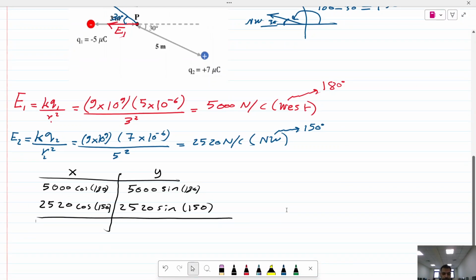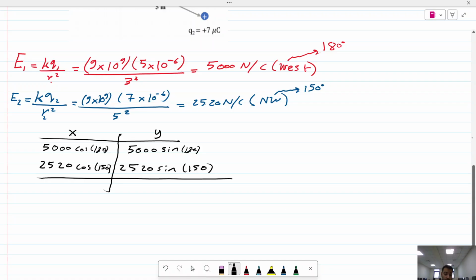For the x total, we get minus 7,182 newtons per coulomb. Since it's negative, it is to the west. And for the y, we get that y total is equal to 1,260 newtons per coulomb. Since it's positive, it means that y total is to the north.